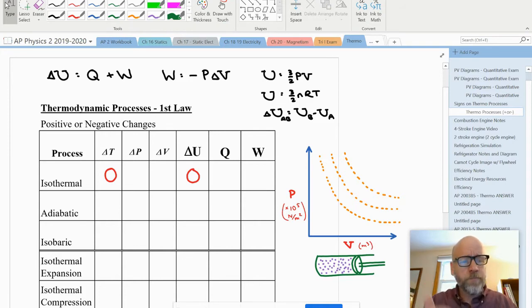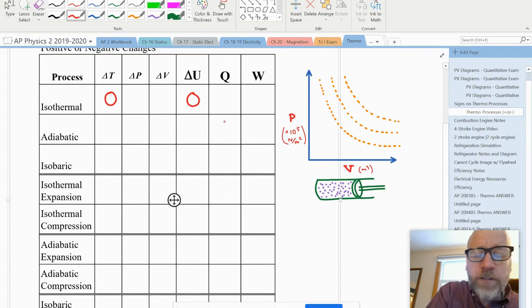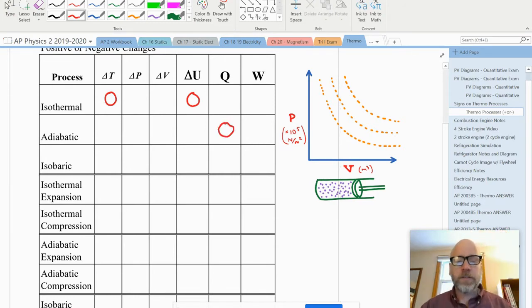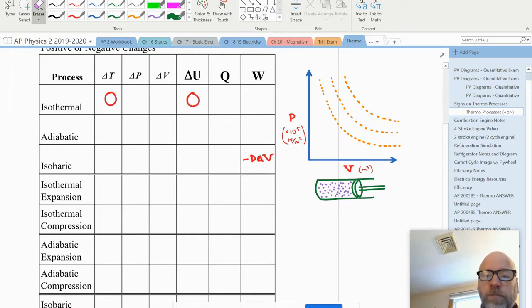Now skip over it. Adiabatic. Adiabatic says that the heat has no chance to flow. So whether it's compression or expansion, adiabatic means that Q is 0. Okay? So Q is 0. And lastly, isobaric, we can find the work is equal to negative P delta V. Got it?